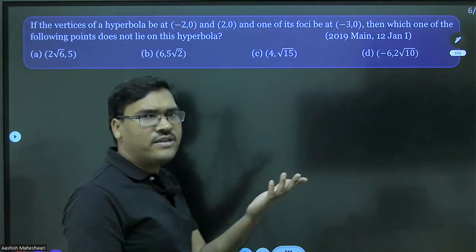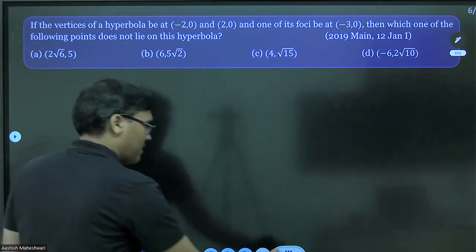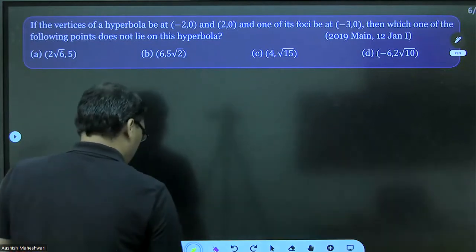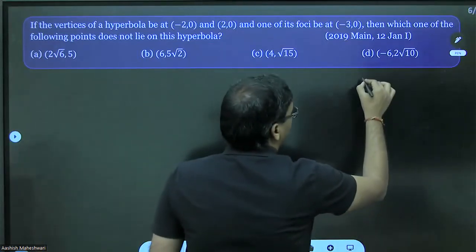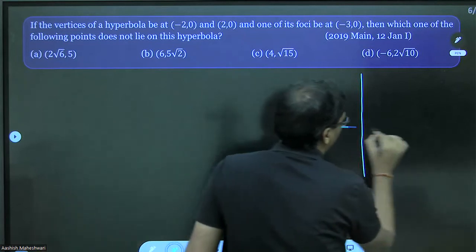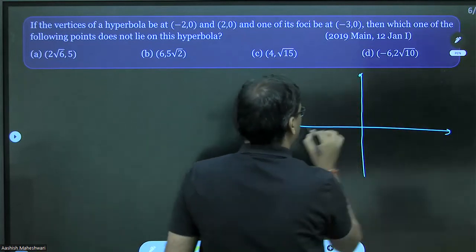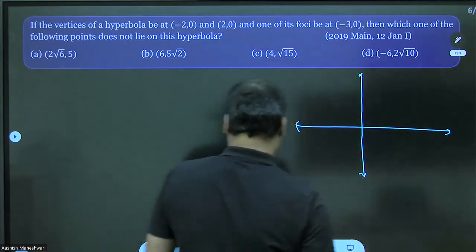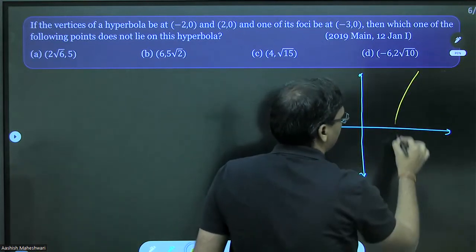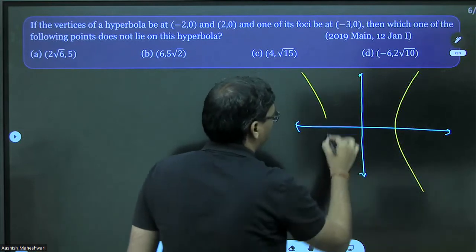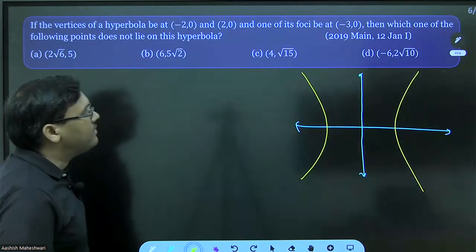That means ultimately you have to find the equation of the hyperbola. Then we will satisfy each point and we will get the answer. So now draw the diagram. The vertices of the hyperbola, this is minus 2, 0. So let's say this is the coordinate axis and this is the hyperbola. This is the hyperbola we have, right?